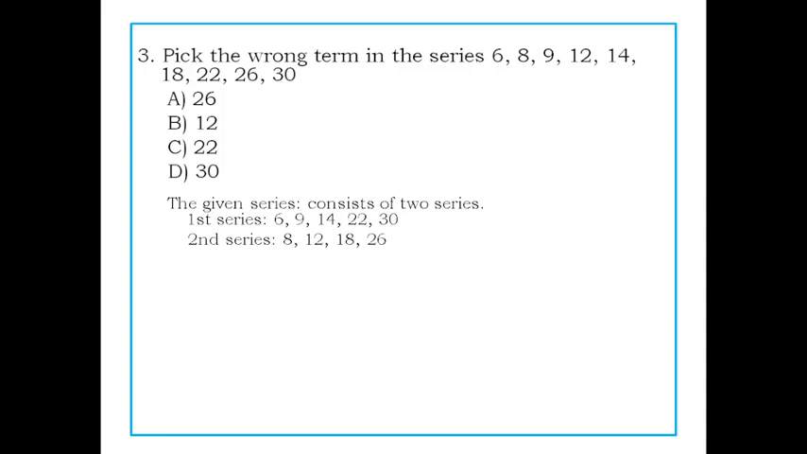So the first series says that 6 plus 3 is 9, 9 plus 5 is 14, next odd number 14 plus 7 is 21, 21 plus 9 is 30. So here instead of 21 we got 22. So here only we got the answer, but we have to cross check it.